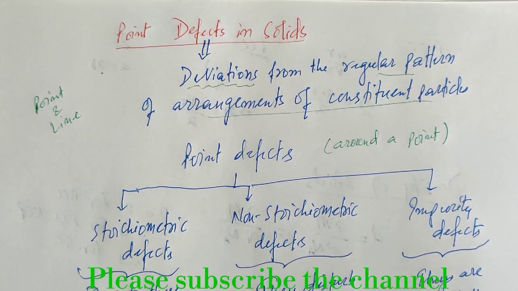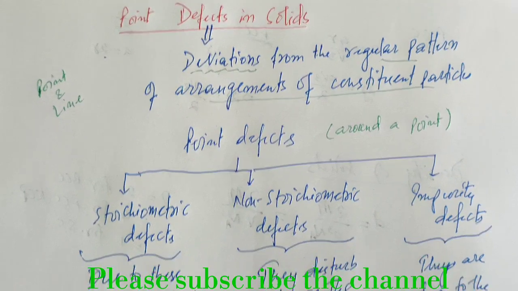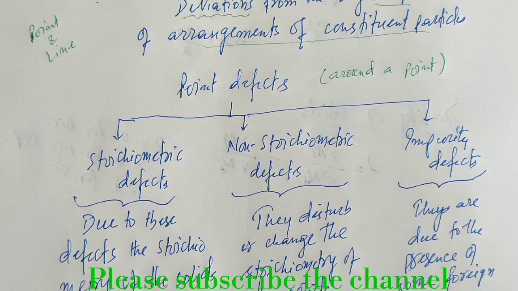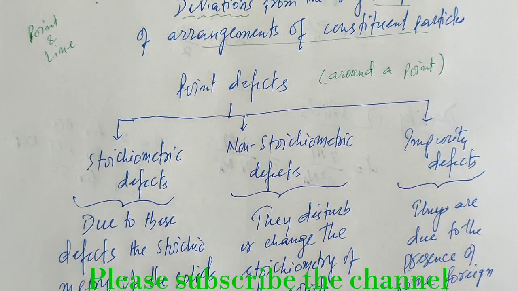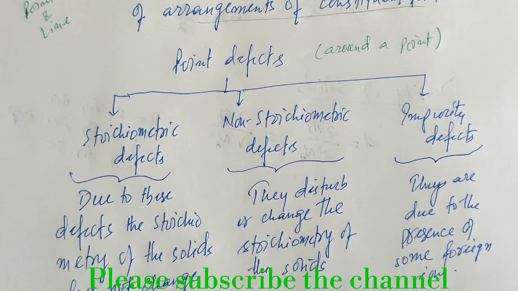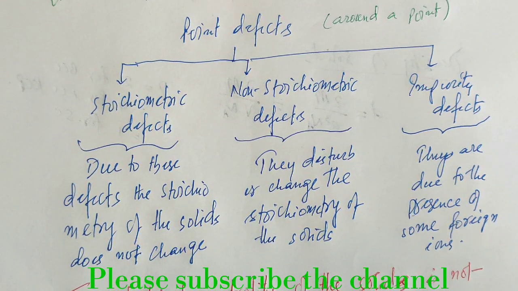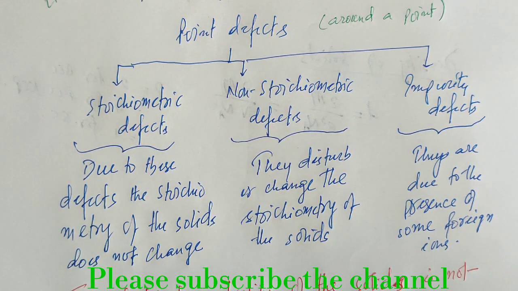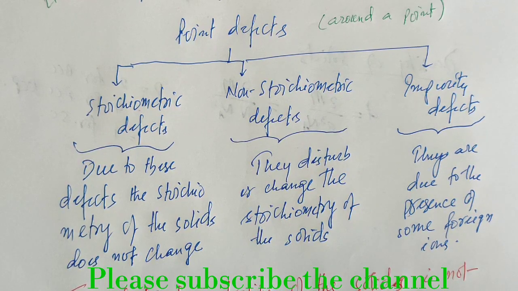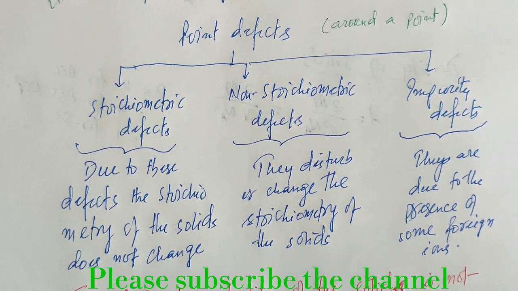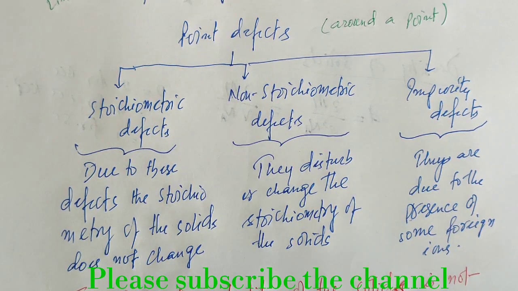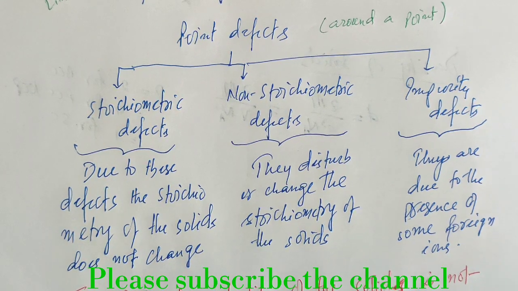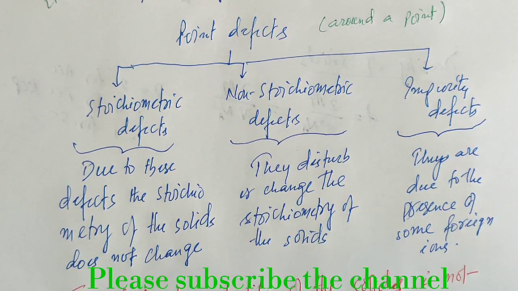Point defects are of three types: one is stoichiometric defect, the second one is non-stoichiometric defect, and the third one is impurity defect. Stoichiometric defects are those point defects which arise mainly in ionic solids, but they may occur in covalent solids also. Due to these stoichiometric defects, the stoichiometry of the solid does not change.